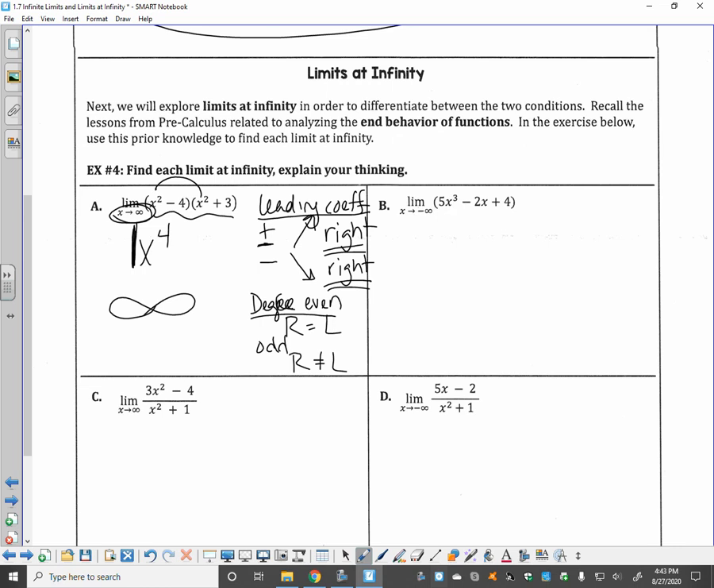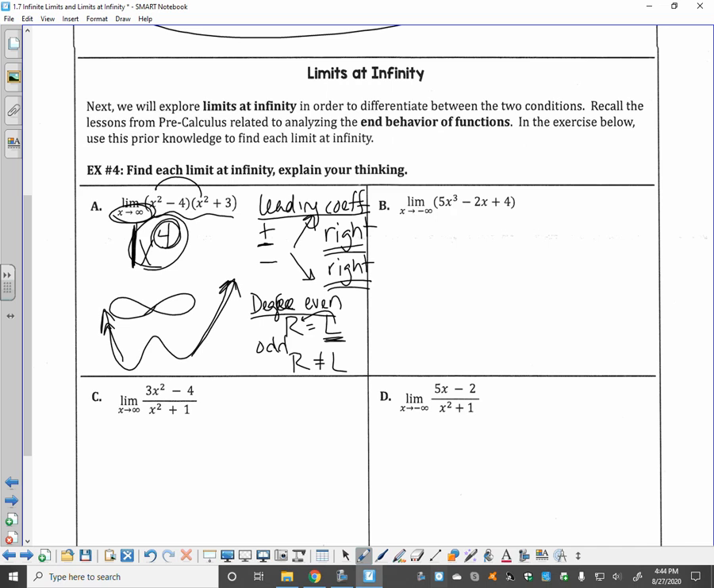And think about this. If this is a degree 4, isn't that a W? And doesn't he head to positive infinity to the right and to positive infinity to the left? The reason he heads to infinity to the left is because his degree is even, and the left does what the right does.